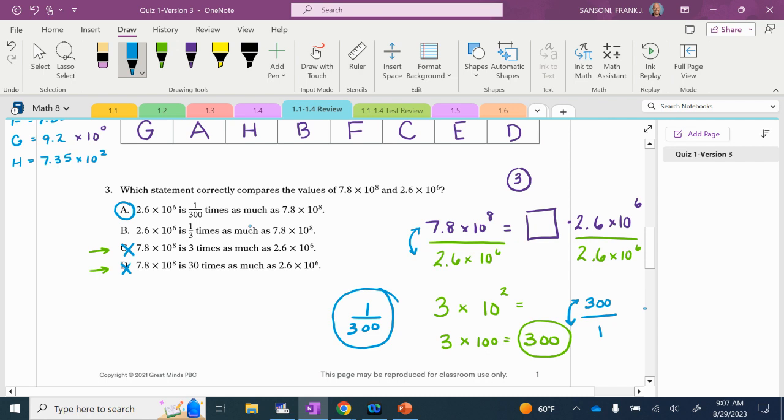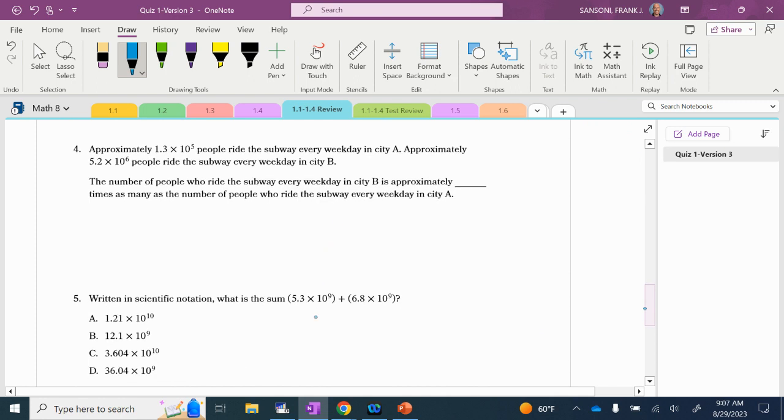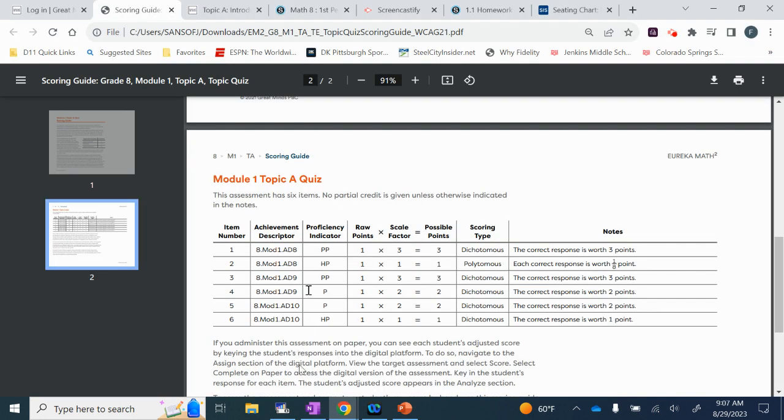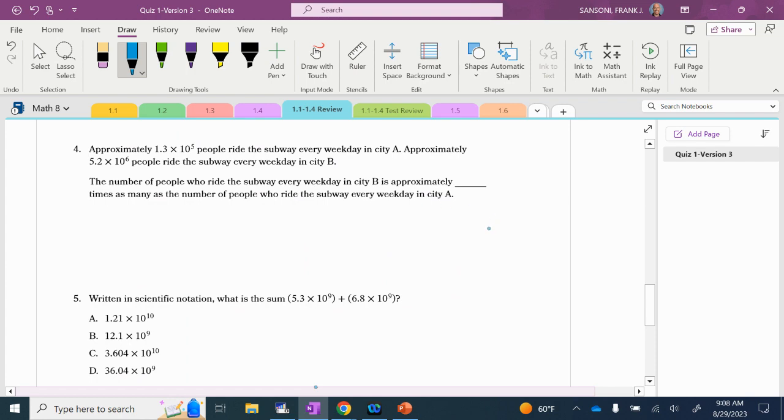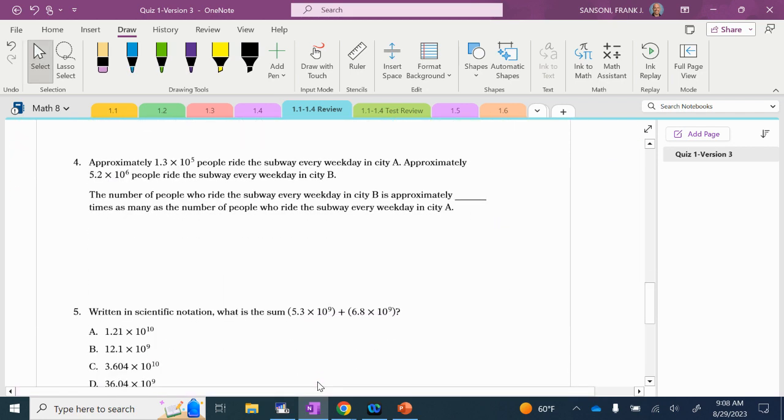Number four, last box of the front page. It's a little word problem. Let's see what we have for our worth. Number four is on the proficient level. It's a two-pointer, so your proficients are twos, your highly proficients are one, your partially proficients are three. So the easiest ones are meant to be the most amount of points. Once again, I don't know if three is the easiest one, but they have it labeled as partially proficient. So let me go back up to 3 real quick. Oh, I already had the 3 right there. Okay, number 4, a two-pointer.